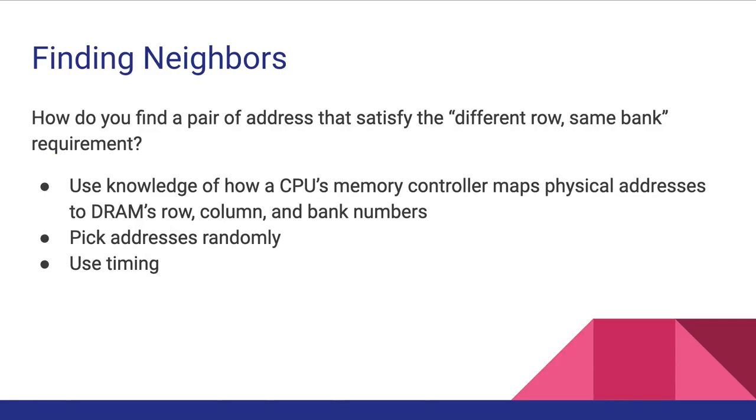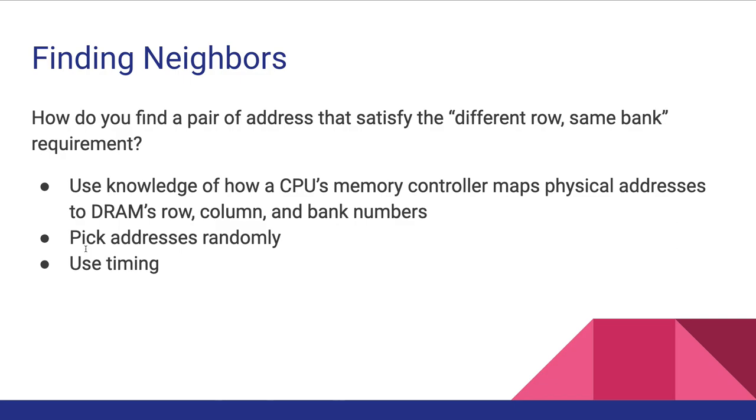And they propose a couple of different things. So for finding neighbors, they need to find two addresses within the same row in the same bank. The brute force solution is to have a working knowledge of how a CPU's memory controller maps physical addresses to virtual, and how they fall within a DRAM's row, column, and bank layout, which is not trivial at all, and it's very expensive and costly to determine. Another suggestion that they used is picking addresses randomly.